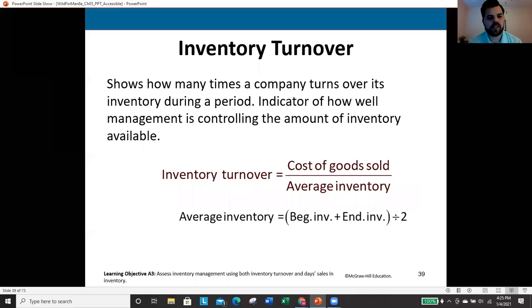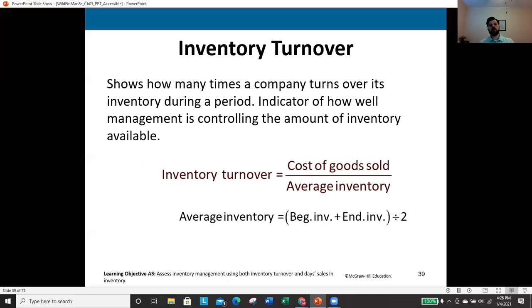At this point, you're probably saying, well, what on earth? How do I calculate average inventory? And thankfully, that's right below. Average inventory is simply equal to your beginning inventory, at the beginning of the period, plus your ending inventory from the end of the period. Add those two numbers together, halve it, and you've got your average inventory.